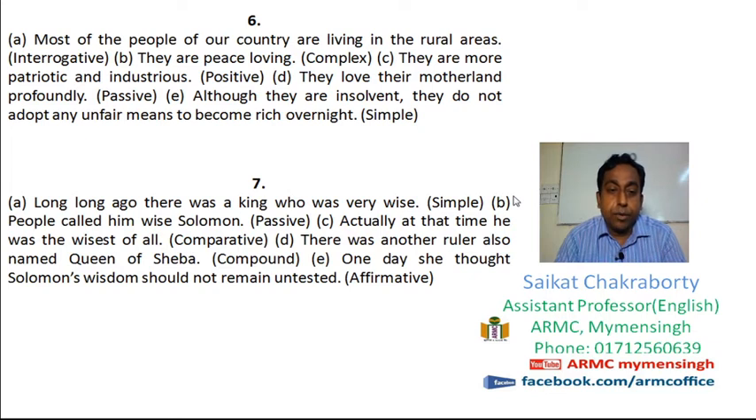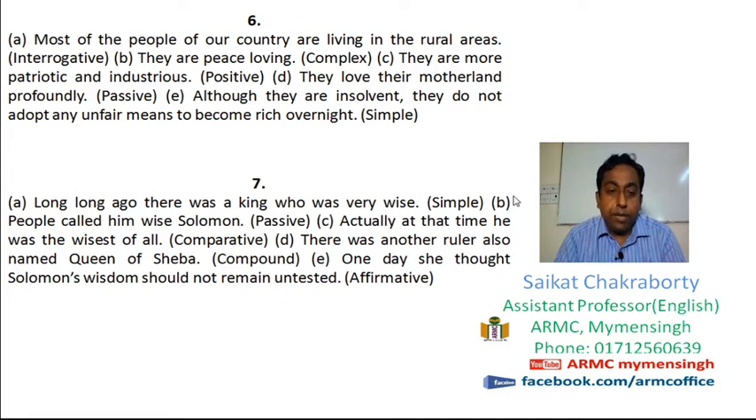To make it simple, we can say, long ago there was a very wise king. Number B, people called him wise Solomon. Passive. People called him. To make it passive, we may omit people. So we can say, he was called wise Solomon.